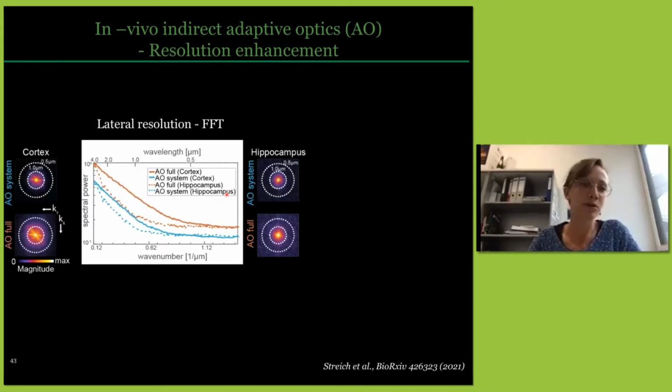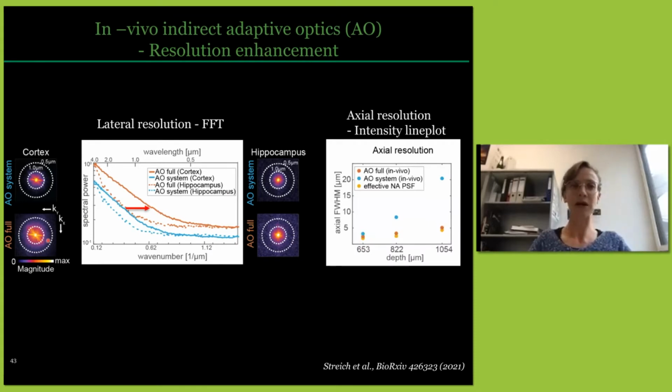And we can also quantify the improvement in resolution in the lateral dimension in a more quantitative way by a Fourier transform analysis. And also here you can appreciate that both in the cortex as well as in the hippocampus, we get a clear enhancement of the high spatial frequency component after aberration correction, which leads to an improvement in lateral resolution.